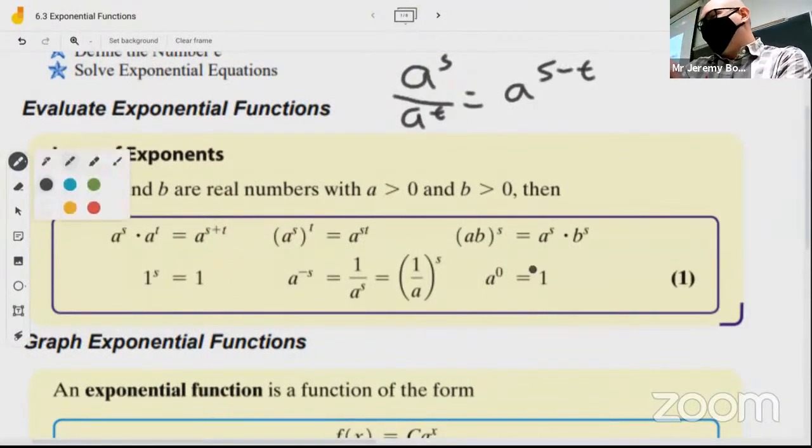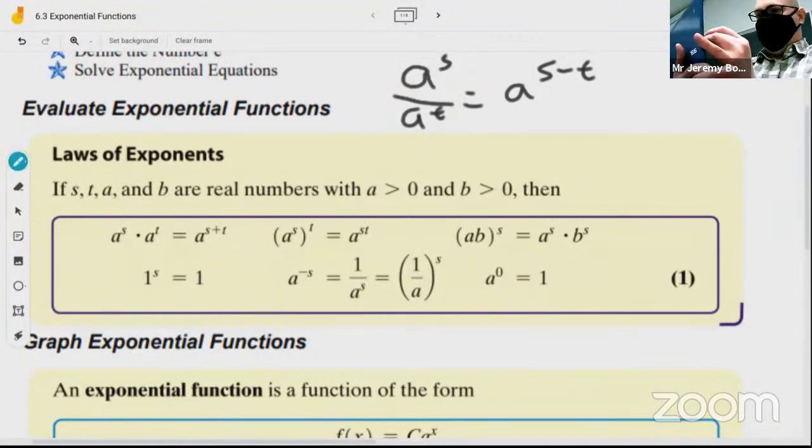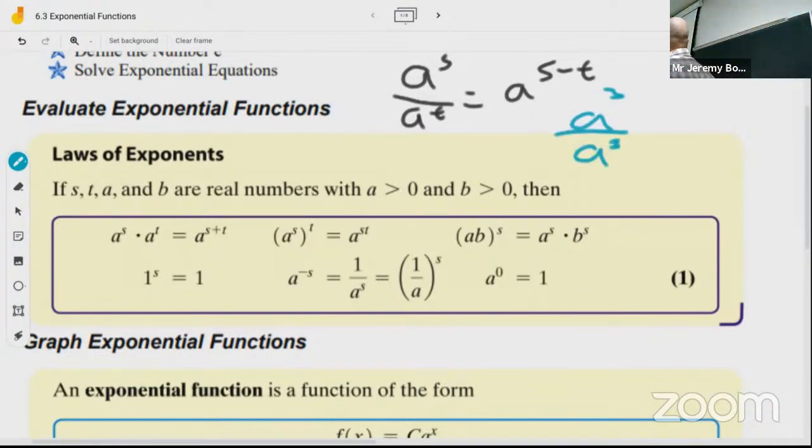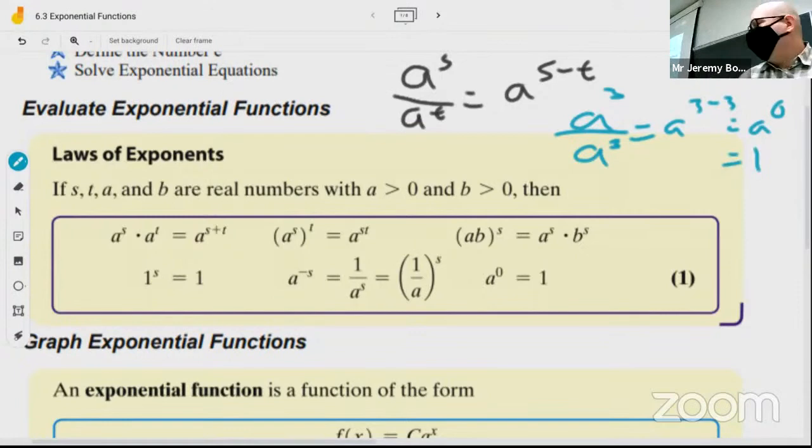And so what if I did a to the third over a to the third? Well, first off, we know it's the same thing over itself, right? So if we did that division, we would get 1. But if we did it this way, it's going to be a to the 0. And so we know that's 1. So there's a quick little, I don't want to say proof, but just kind of an example of why that is, in case you're ever curious about it.